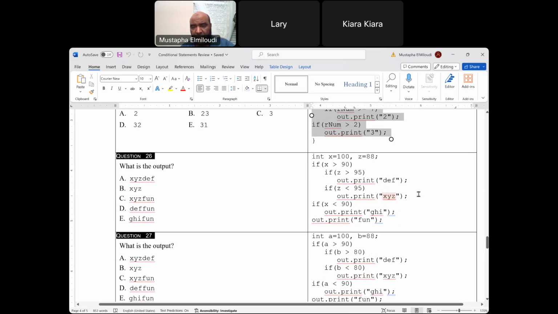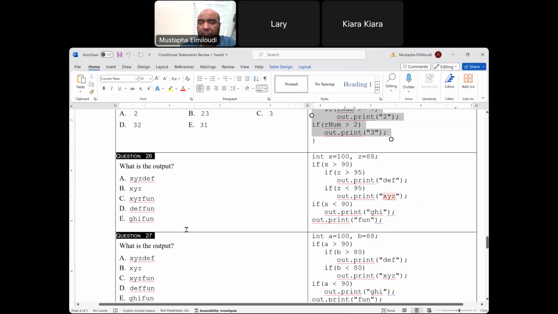Is x higher than 90? Yes. Is z higher than 95? No. So DEF will not be printed. Now, what about z? Is z less than 95? Yes. XYZ will be printed. Now, what about x? Is it less than 90? No. GHI will not be printed. But fun has nothing. It does not depend on any statement. So fun will be printed no matter what. So the answer would be XYZ fun, which is C.